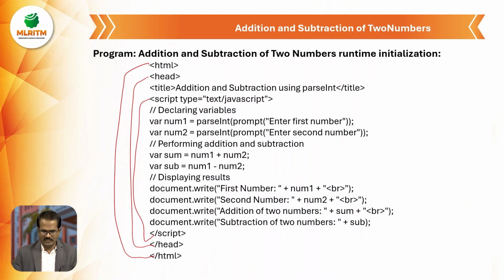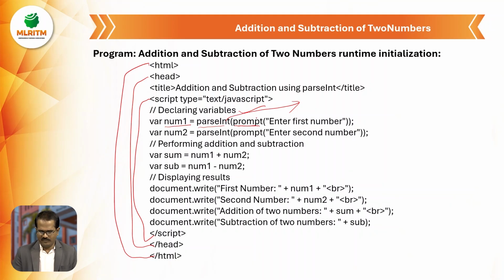In the script, first we need to declare the variables, as well as write the statements which will ask us to enter the values. Variable num1. This is the one variable. parseInt prompt enter first element. What is the use of parseInt here? It will convert any data type into the corresponding integer value. A string can be converted into an integer. Any data type can be converted into integer data type.